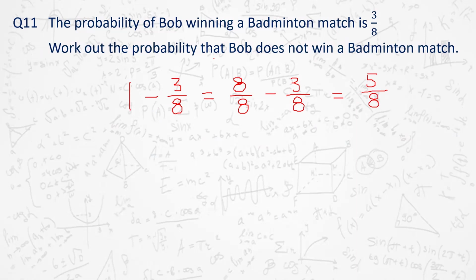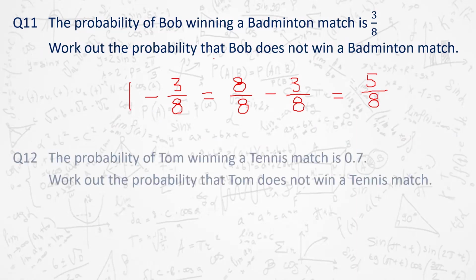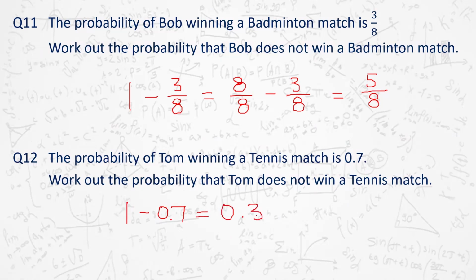Last question. Question 12. The probability of Tom winning a tennis match is 0.7, which is 70%. Work out the probability that Tom does not win a tennis match. Again, 100% is 1. Take away 0.7, which is also 70%. You have 0.3 or 30%. So 0.3 is the probability that Tom does not win a tennis match.